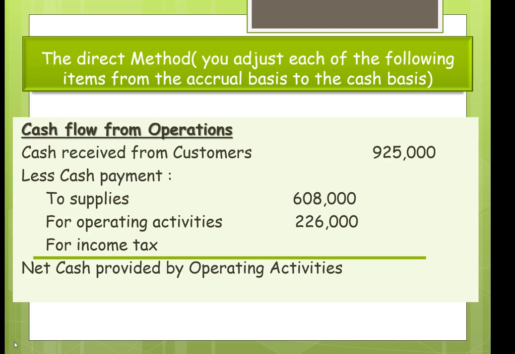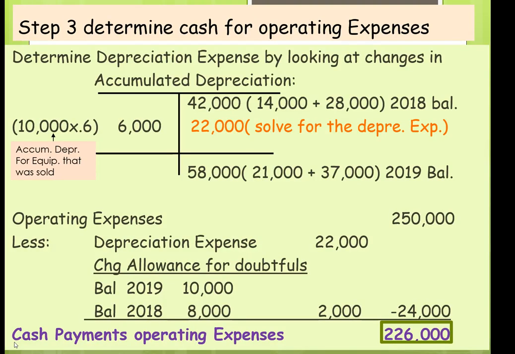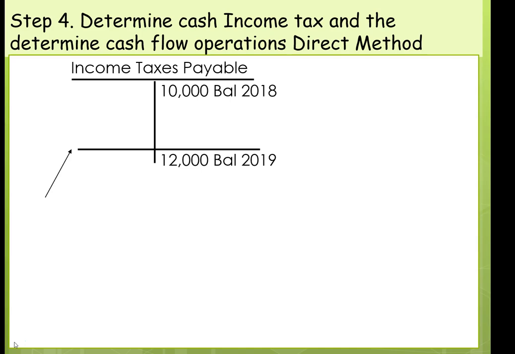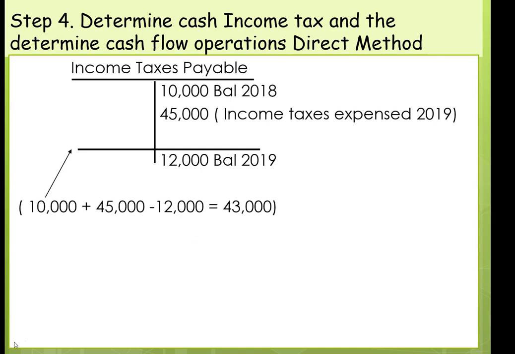Now the last thing we need to do is look at income tax. Now let me go back so you can see what that looks like for a minute. I'm trying not to go fast. Okay, here we go. Income tax. Again, I like doing a T account. I show my beginning balance. I show my ending balance. And I know that income tax expense was $45,000, so that can tell me this. I take my $10,000 plus my $45,000 minus the ending balance, which means the cash I paid for income tax payable is $43,000.